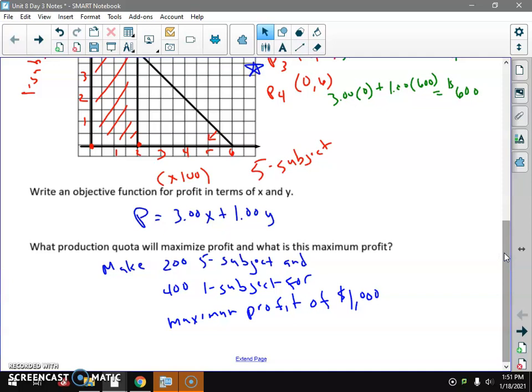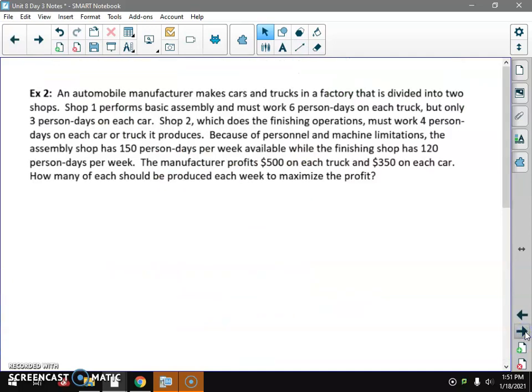All right, example number 2, making automobiles, either cars or trucks. An automobile manufacturer could make cars and trucks in a factory divided into 2 shops. Shop 1 is assembly, shop 2 is finishing. Shop 1 performs basic assembly, 6 person days on a truck, but only 3 person days on a car. Shop 2 finishing is 4 each, truck or car.